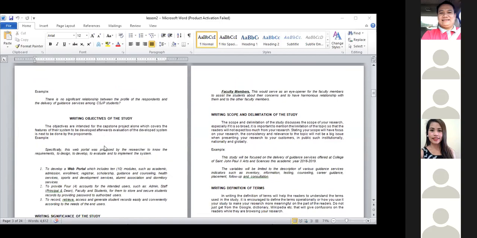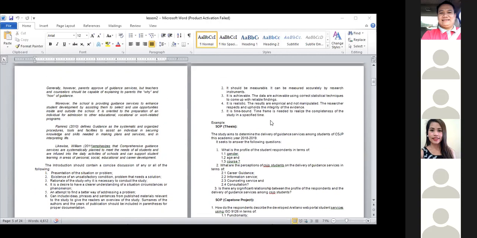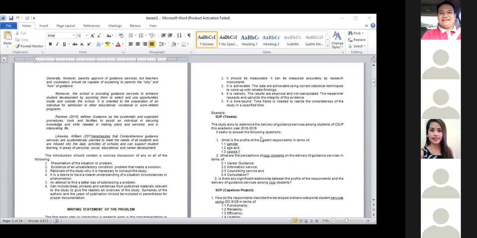Okay, example. Ito yung mga example ko, guys. SOP. But not all the time you will be having question for profile of the respondents. So the study aims to determine the delivery of guidance services among students of CSJP this academic year 2018-2019. Okay, so it has been stated here the time, and also the locale of the study. It has been mentioned the respondents, which is referring to the students, no? So it seeks to answer the following question.